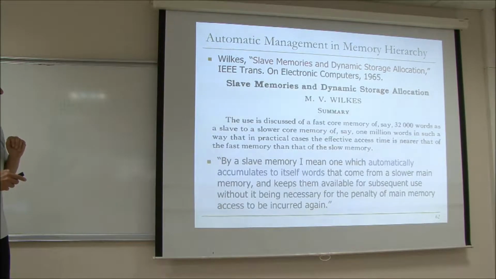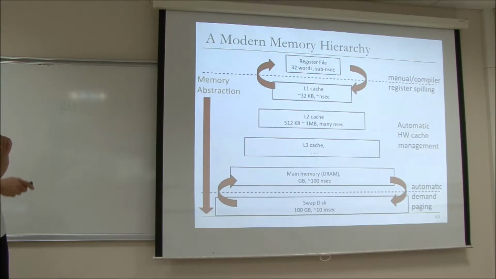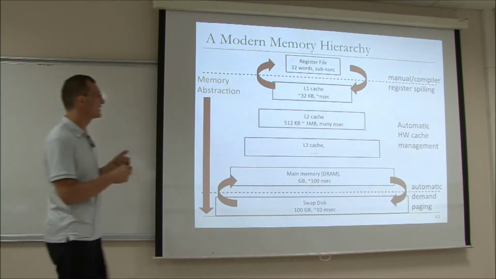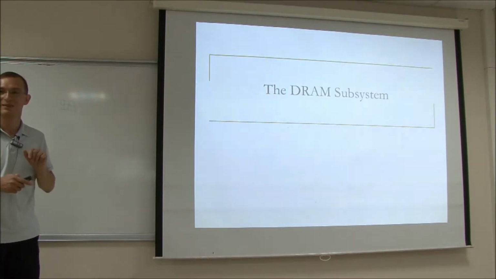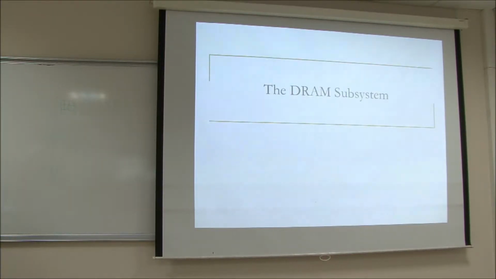I think I'll skip this one, but this is the paper that I would recommend again. So basically, this is the memory hierarchy, and we're going to focus mainly on this part, main memory. Although some of the ideas may be applicable to very large embedded DRAM caches, as well as very large SRAM caches too. Okay, let's go into the DRAM subsystem.